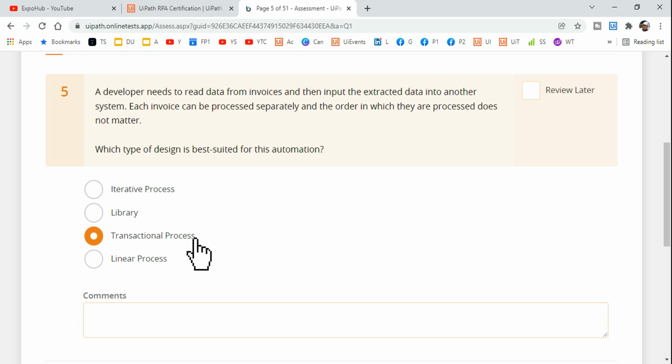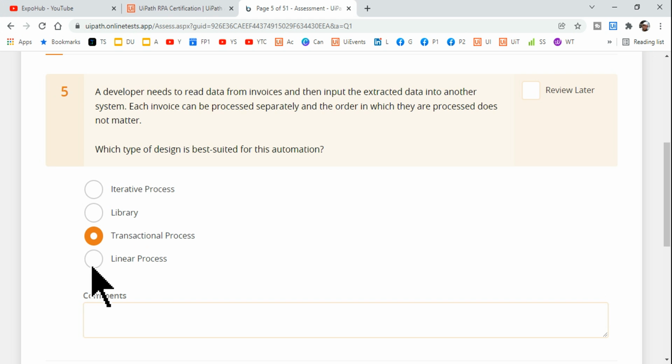So here, if there is any kind of exception happening, your entire process is not stopping in an RE framework, right? It will continue till the end, but again, the order does not matter. So from 1 to 10 invoices, first one, second, third, if there is a problem in the third, no problem, it will go to the fourth one, fifth one, sixth one, right? So it does not matter how it is processing. The order does not matter. So the correct answer for this would be transactional process.